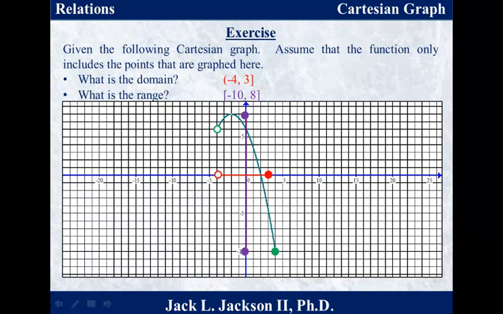And the top point is the very top of this curve, and that happens to occur right here at 8. Okay, so we go from -10 to 8. Remember, when we're doing intervals, we go left to right or bottom to top, lesser number to greater number. So this is the closed interval from -10 to 8. Bracket, -10, comma, 8, bracket.